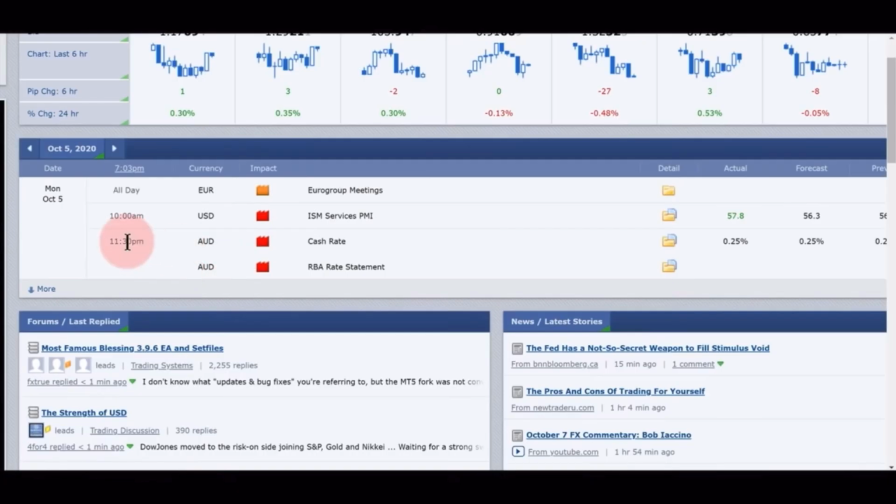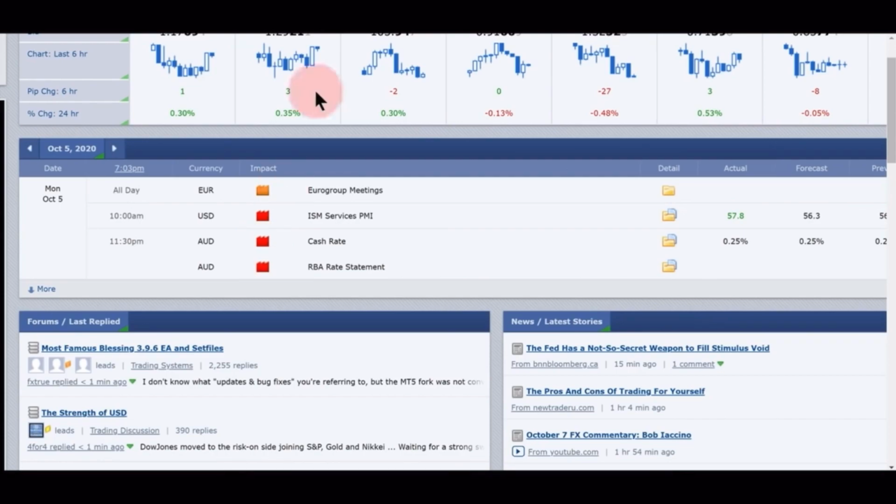So at 11:30 p.m. Monday, October 5th, RBA rate statement and cash rate was scheduled to be released for the Australian dollar at 11:30 p.m. Eastern time. I don't care what the actual is. I don't care what the forecast is. I don't care what the previous is. I'm not concerned about that. I'm looking at the red indication here that's a high impact market driver. So regardless of the information or the data that's released, it can have a lot of impact and cause displacement in price, and that's what we're looking for.